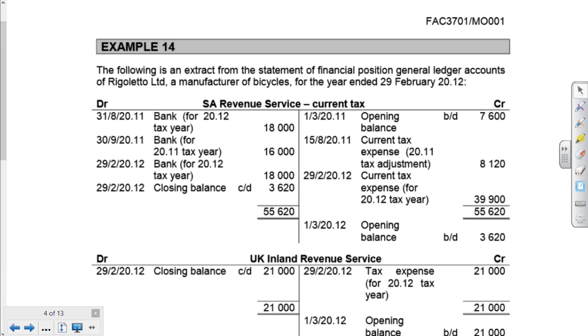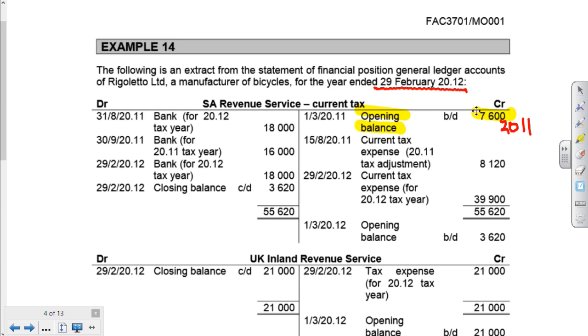So if we look at this T account, the first T account we get given is the SARS T account. It's the amount owing to or by SARS in my financial position. It starts with an opening balance, which is a credit, and it says we owe SARS 7,600 Rand. This was at the beginning of this year, and that related to 2011. Do you agree that that would have related to 2011? Okay, because this is February 2012. So the opening balance is the balance of tax that I owed for 2011.